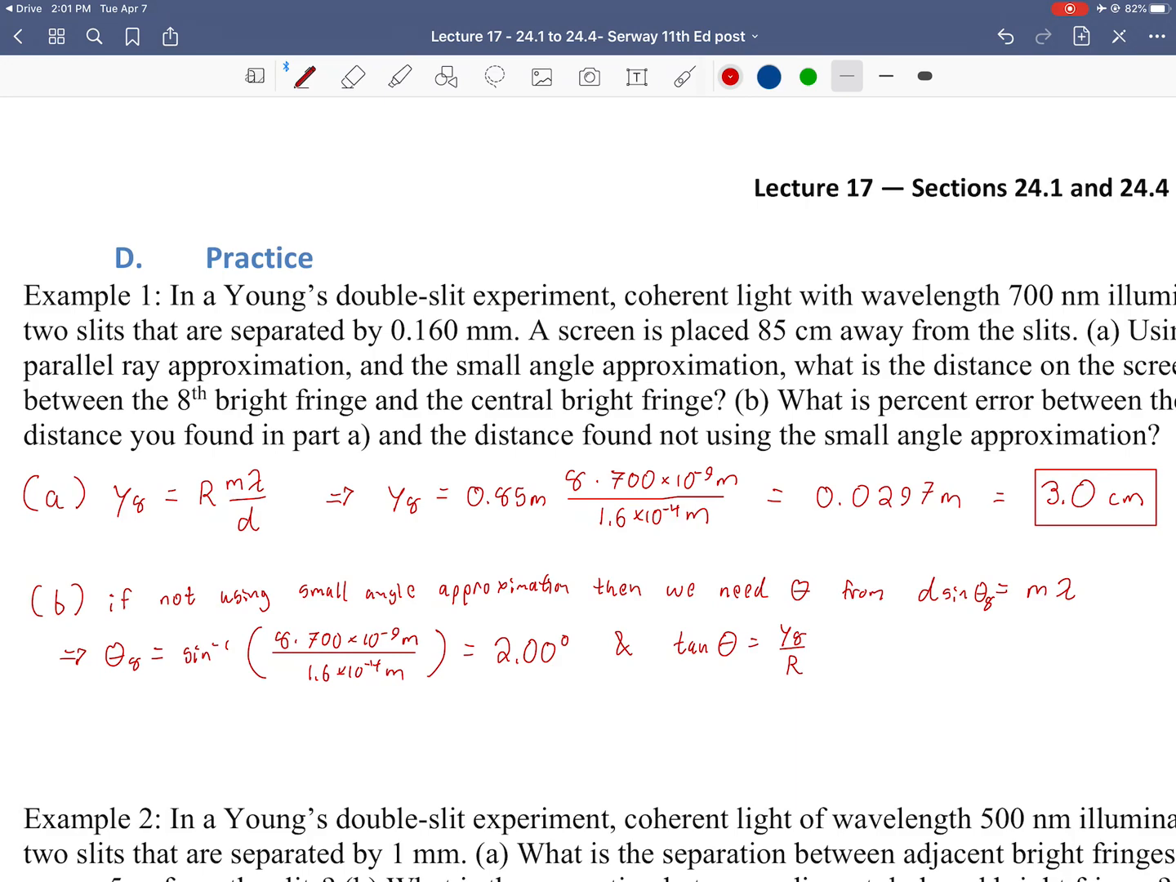That's it, okay? That's still a true fact. We're just not saying that tangent theta is equal to sine theta, that's all. So then I would just solve for y8. y8 is just going to be r times tangent theta, which will be 85 centimeters times tangent of 2 degrees, which gives us 0.927.